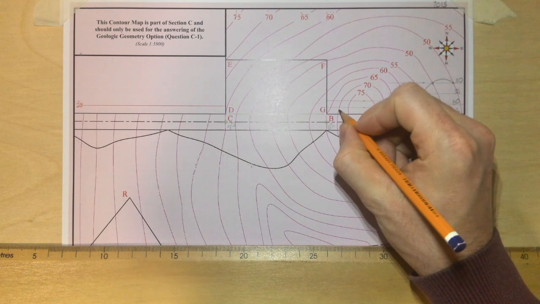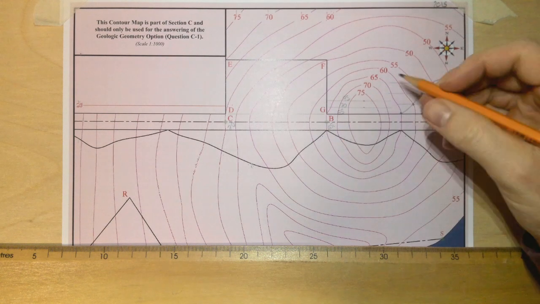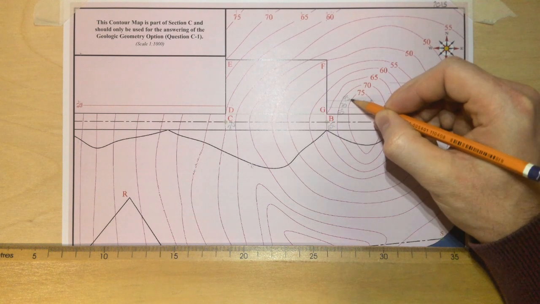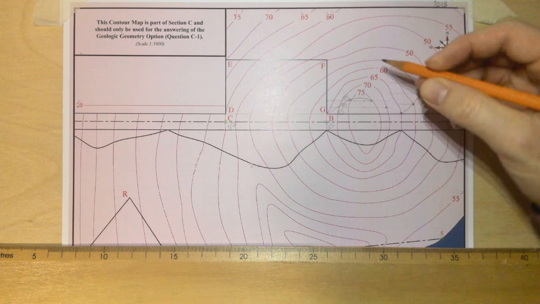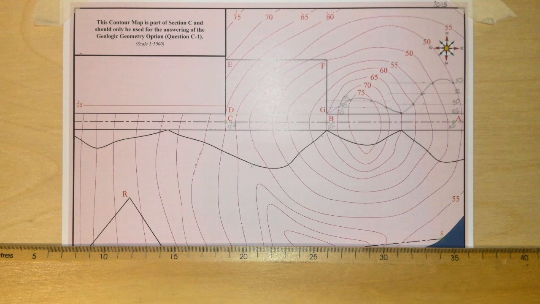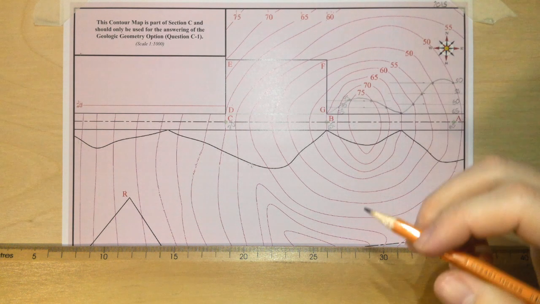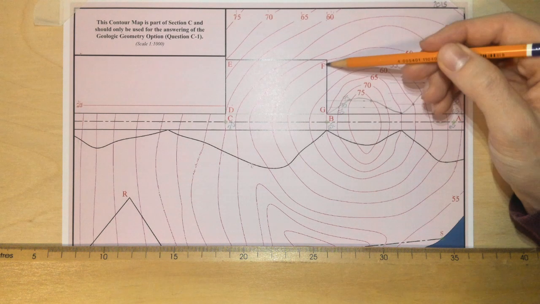Again, the road starts at 65. Next one up would be 70 and 75. So that one's 70, 75, 75 and 70. Okay, that gives us a slope there. Now they told us G to F was level, so same thing again. It's level at 65.